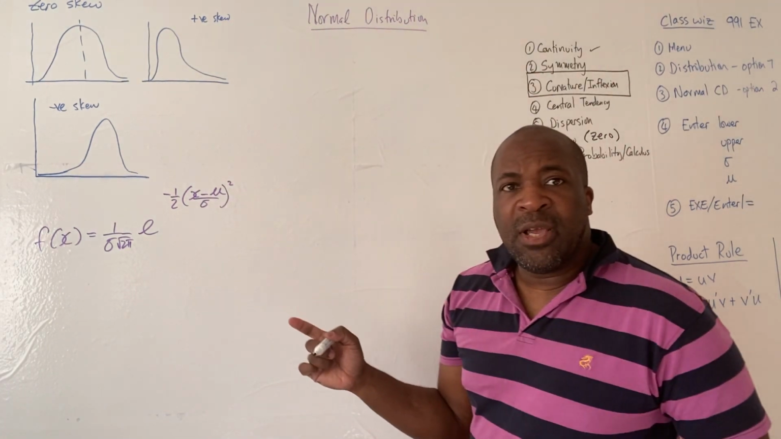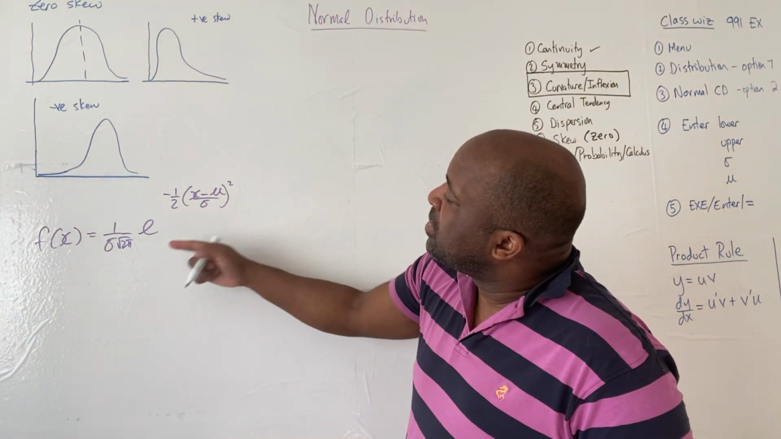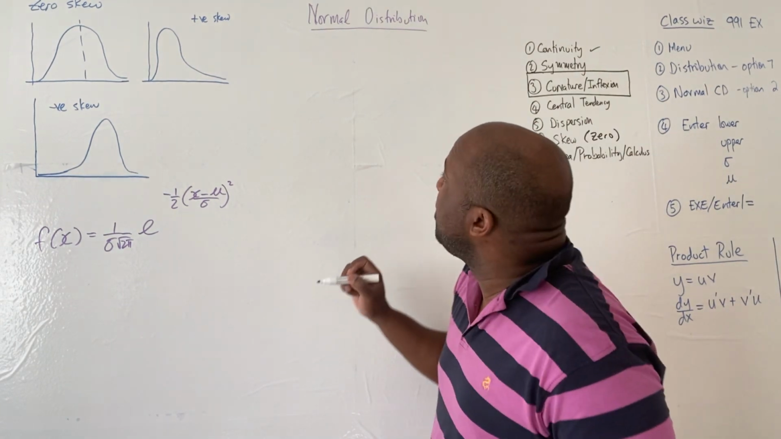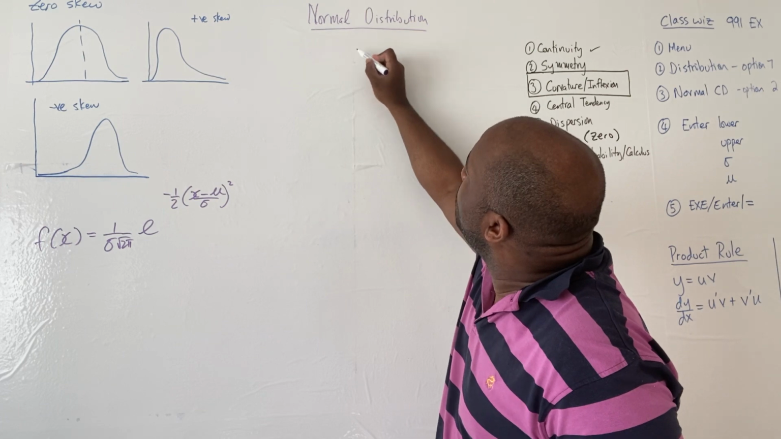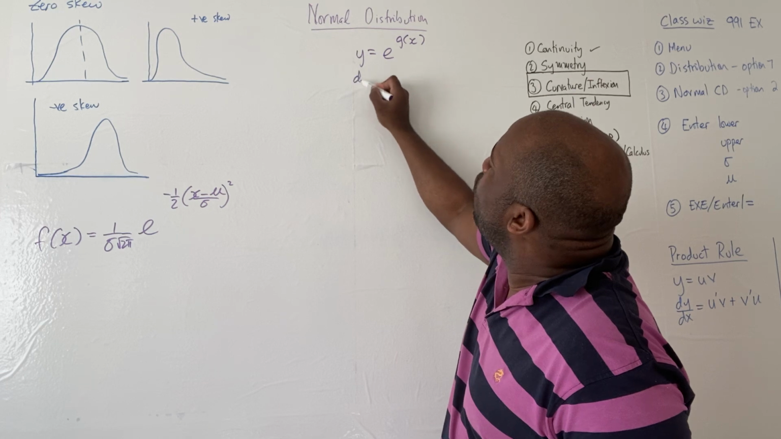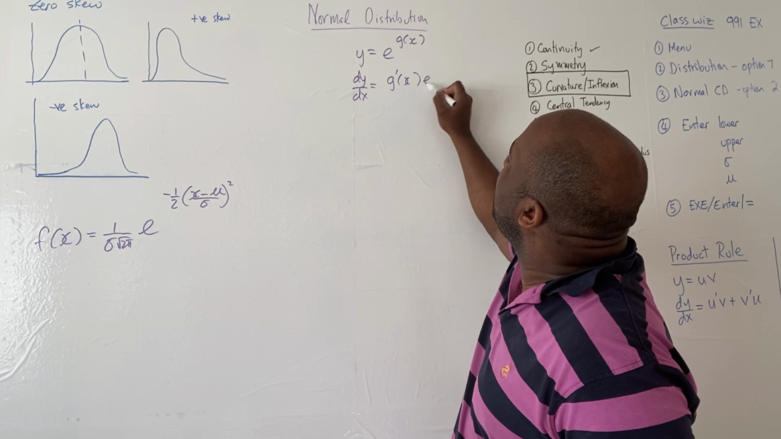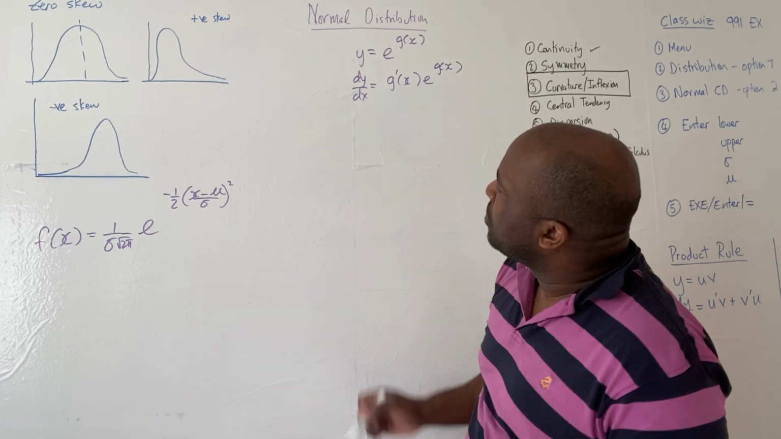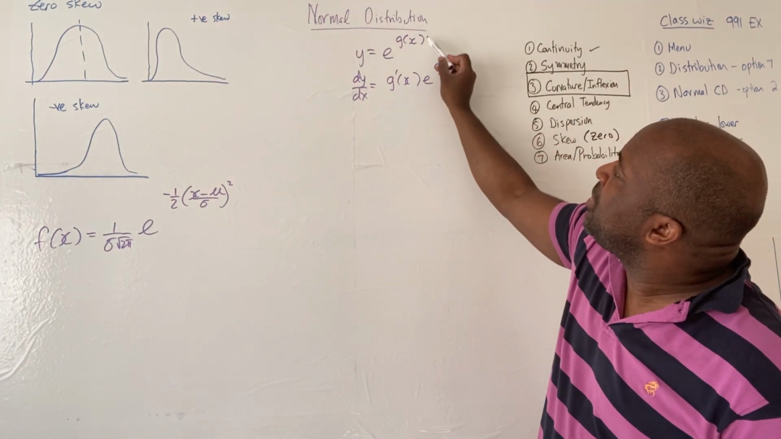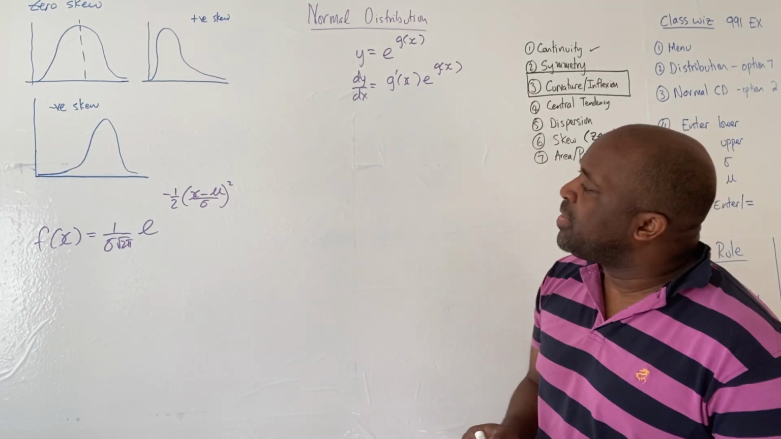So we want to differentiate this, and we recall from our differentiation module that when we are differentiating an exponential function, we can follow this rule. If y is equal to e to the g of x, then dy/dx is equal to g dash x times e to the g of x. So in order to differentiate this function, we simply differentiate the power and then multiply the original function by the derivative of the power.